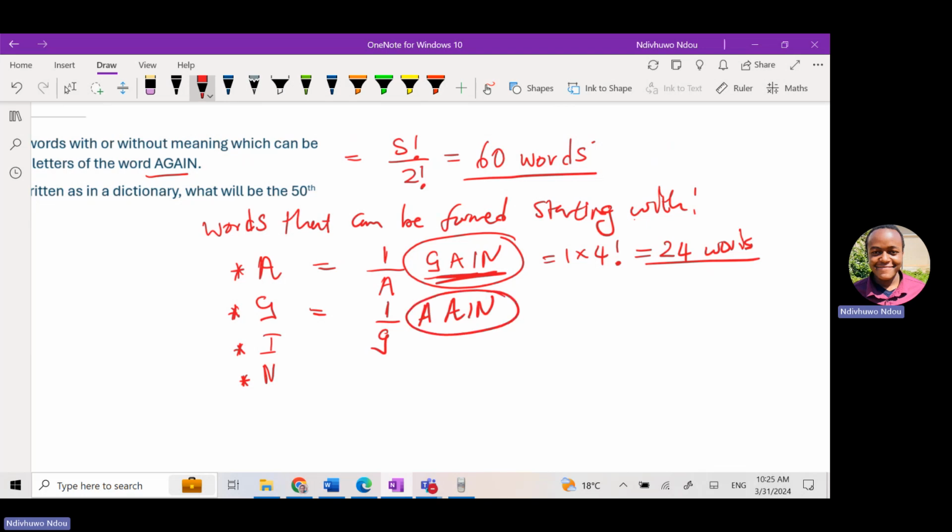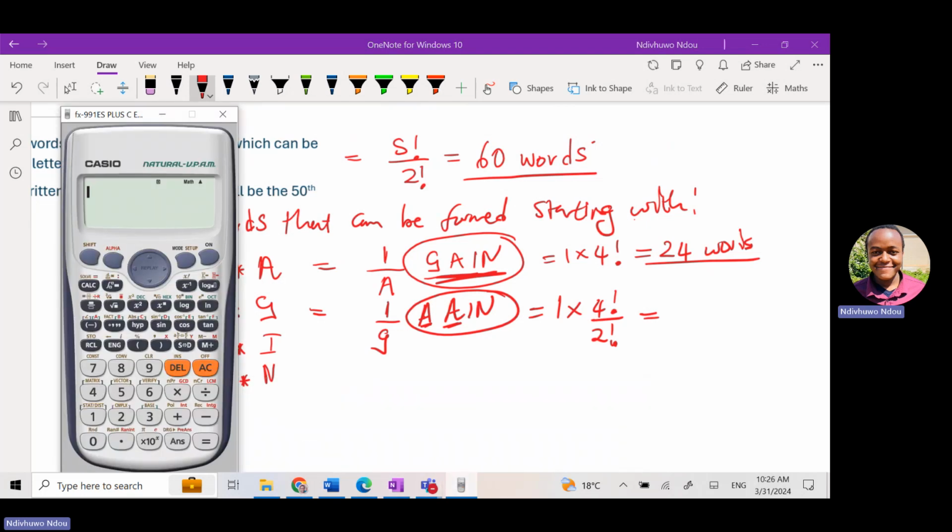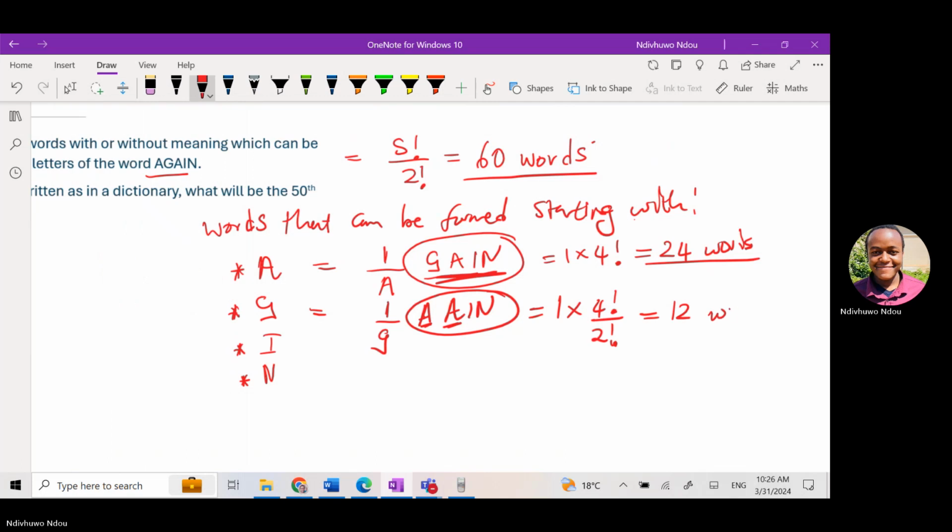So if you're starting with G, it's one way there, times inside here you have 4 letters. They can be arranged in 4 factorial ways, but the A's are repeating, so divided by 2 factorial. So this will be 4 factorial divided by 2 factorial. It's 24 divided by 2, which is basically 12, isn't it? So 12 words.